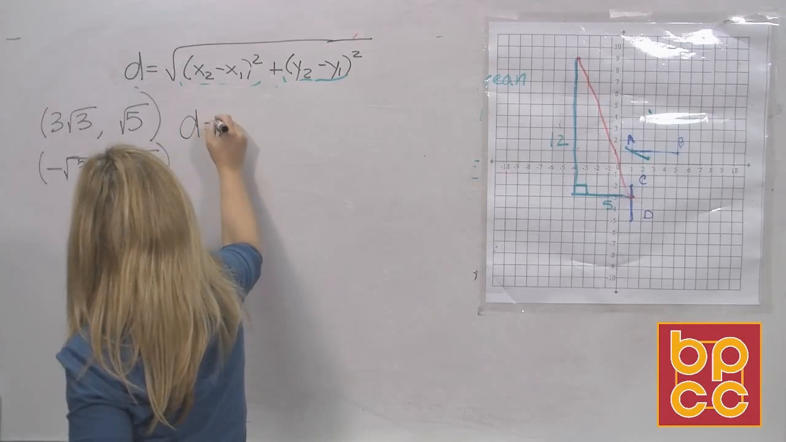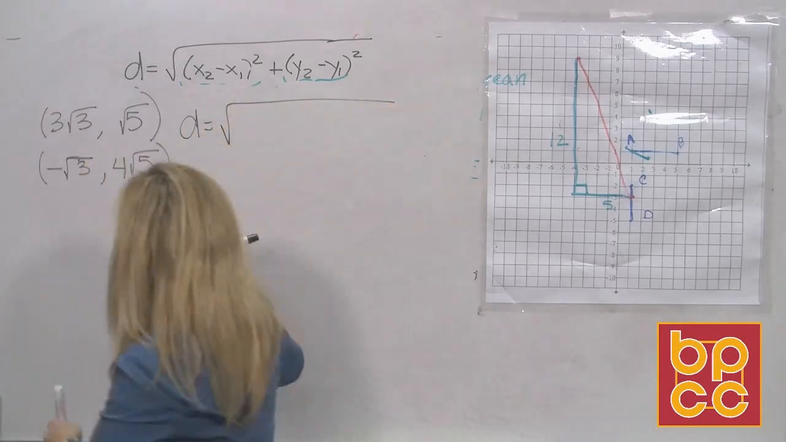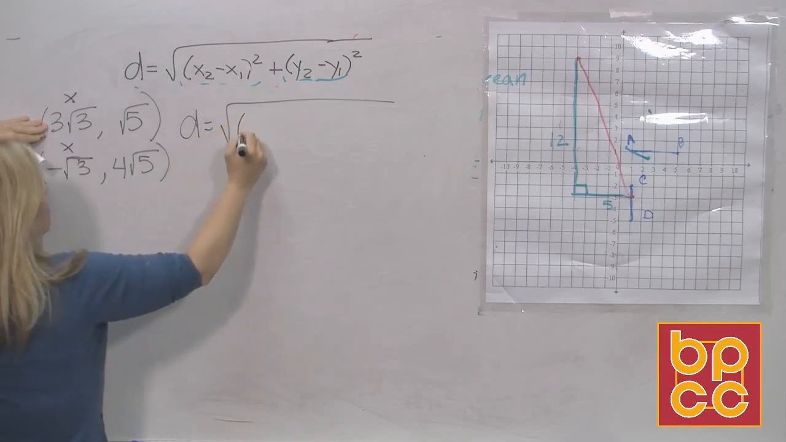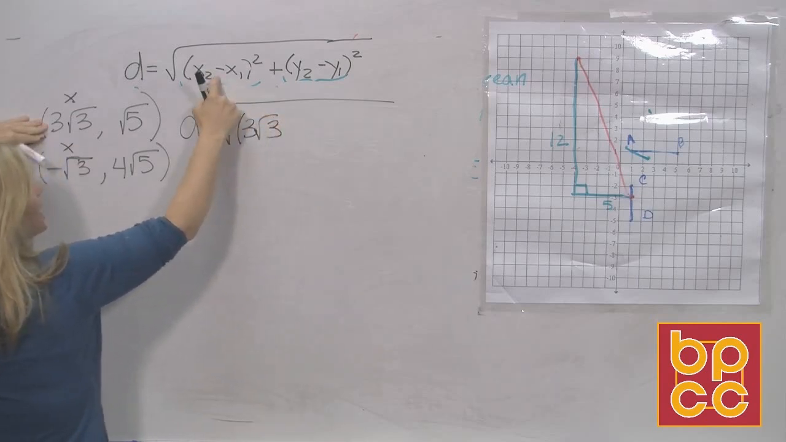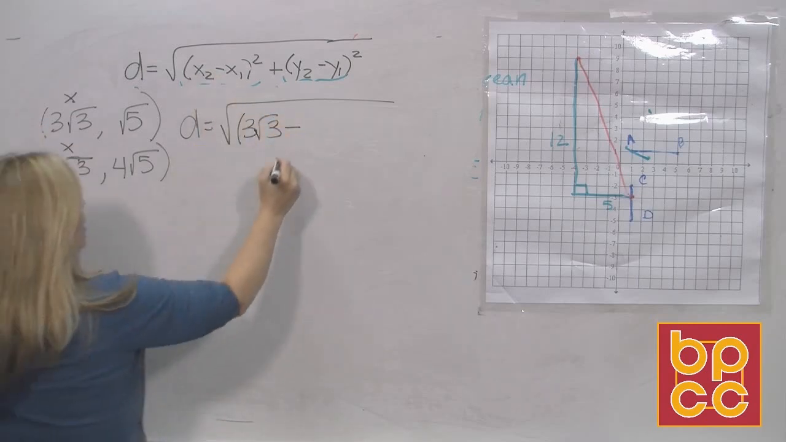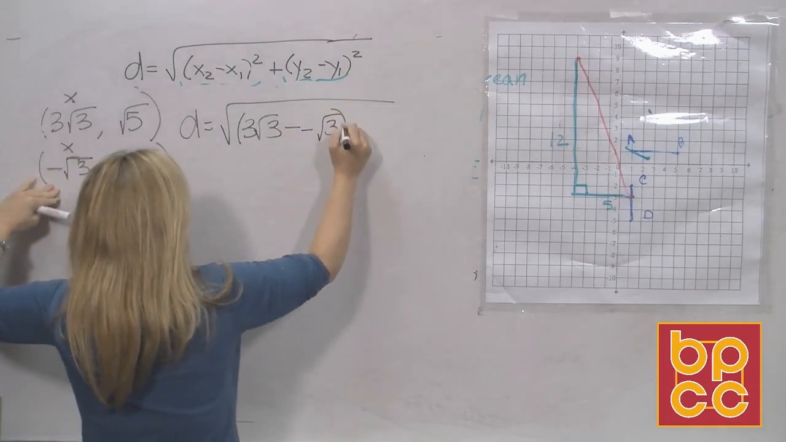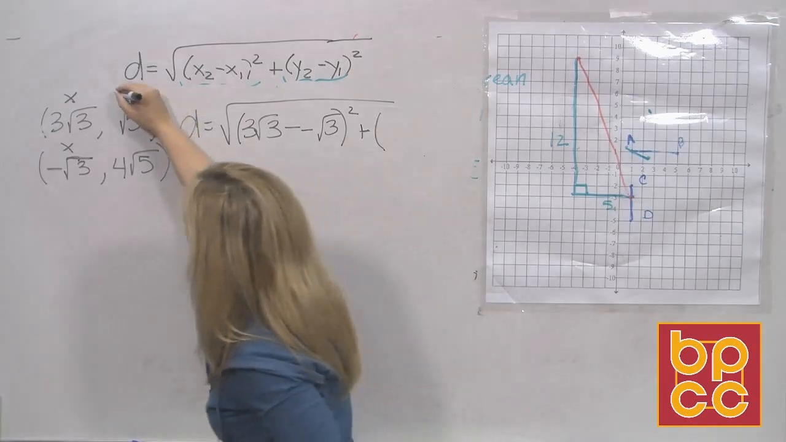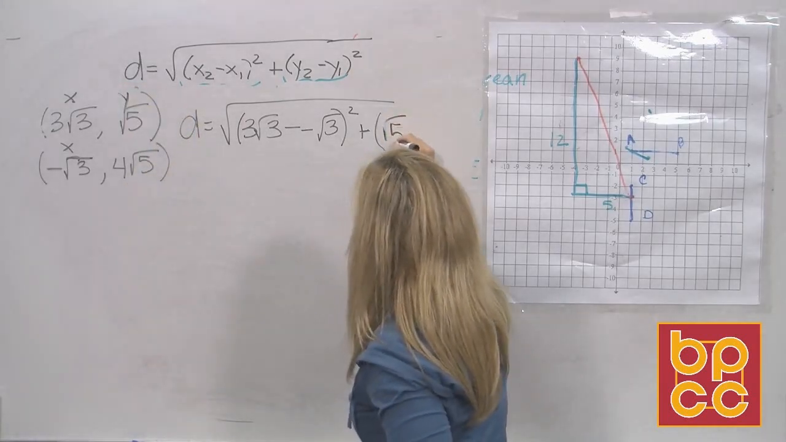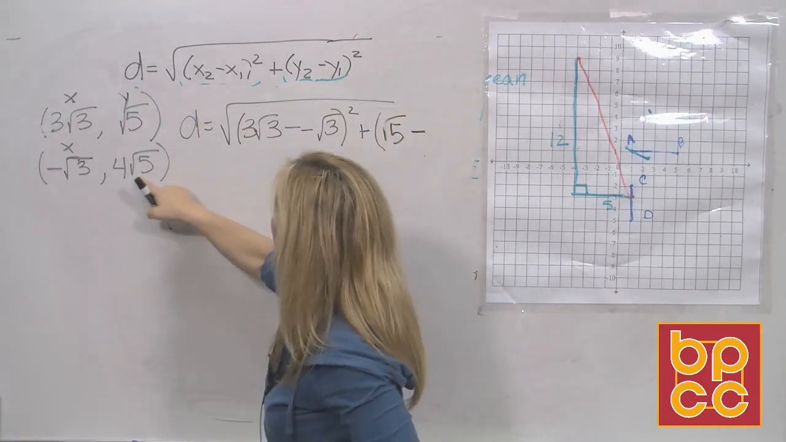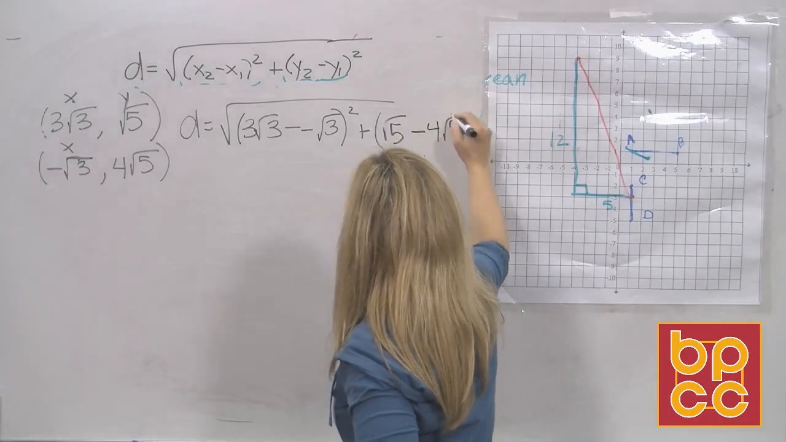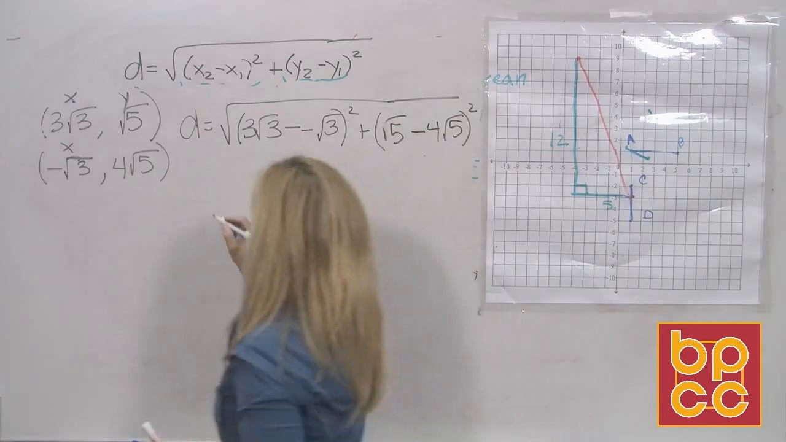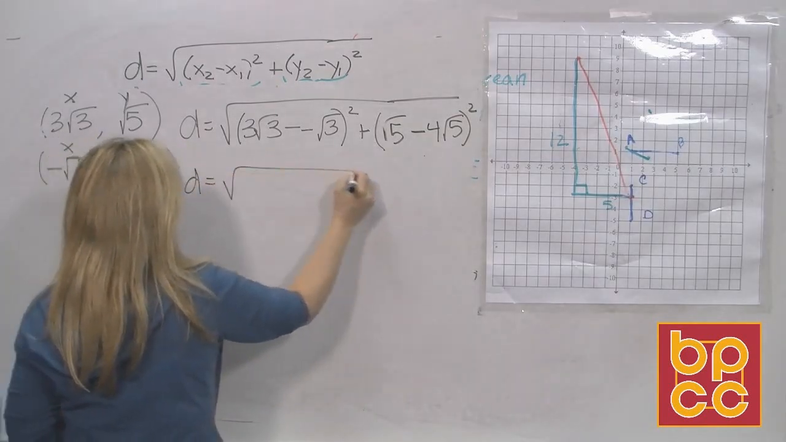So you write d equals square root. I do my x's in order. Here's my first x, here's my second x. So I'm going to write my first x, 3 square root of 3. It says to subtract, and then I'm going to write my second x, negative square root of 3, squared. Plus, I'm going to do my y's in the same order. I'm going to write square root of 5 minus 4 square roots of 5. Is everybody good? Great. Now, we all know we're supposed to work what's inside parentheses first.